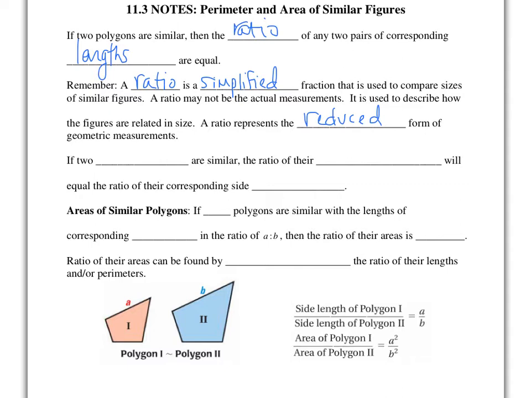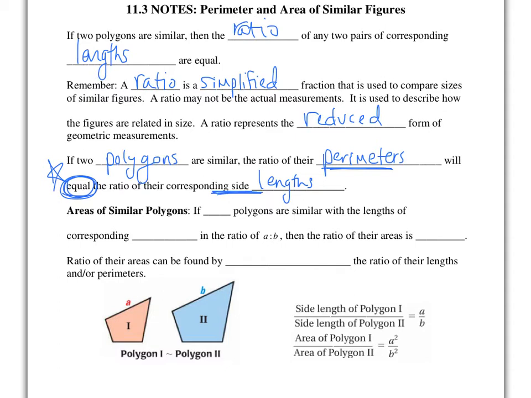If we have two polygons that are similar, the ratio of their perimeters will be equal to the ratio of the corresponding side lengths. So the ratios that we've dealt with before with the side lengths is going to be the exact same ratio as the perimeters. So the ratios are equal for the perimeters versus the sides.